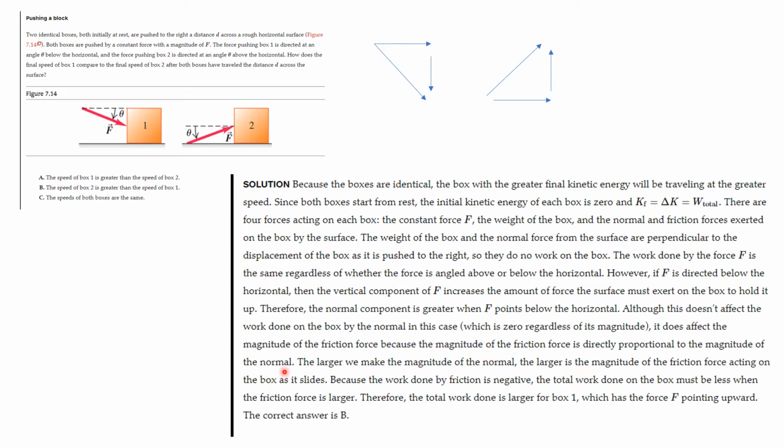Remember, F sub F is equal to mu, the coefficient of friction, times the normal force. The larger we make the magnitude of the normal, the larger is the magnitude of the frictional force acting on the box as it slides. Because the work done by friction is negative, the total work done on the box must be less when the frictional force is larger. Therefore, the total work done is larger for box 1. The correct answer is B.